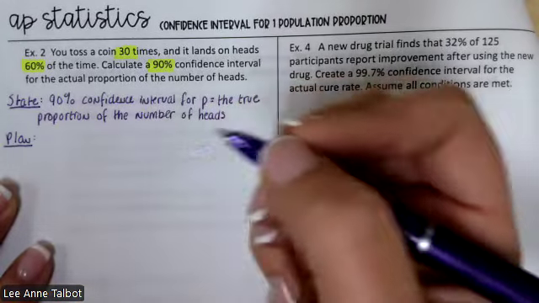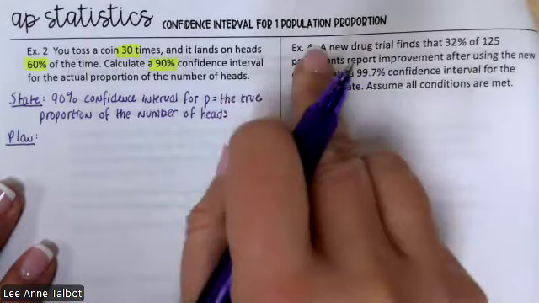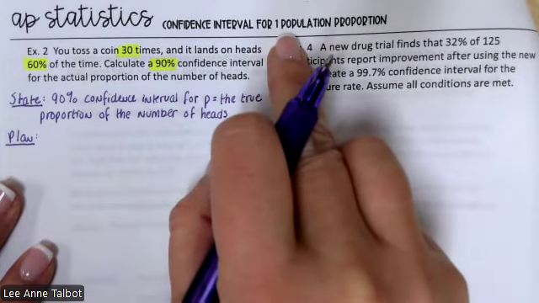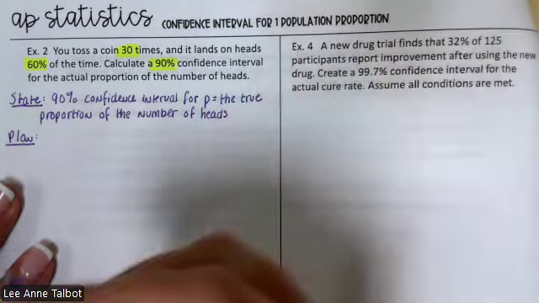Okay, plan. First, state the method. Is this one sample or two sample? I'm going to give you a hint. It's in the title. One, but you could hopefully tell that it's one from the problem.